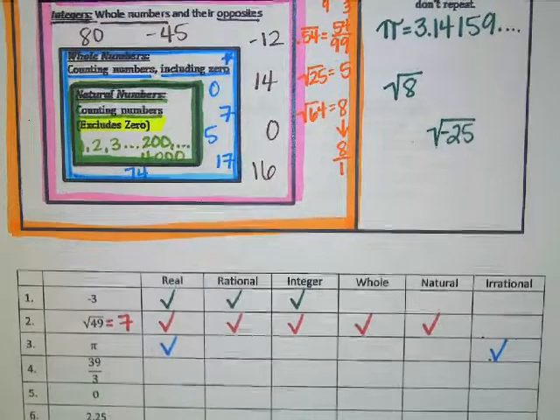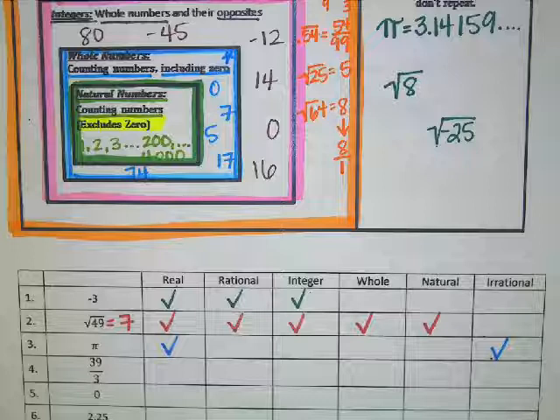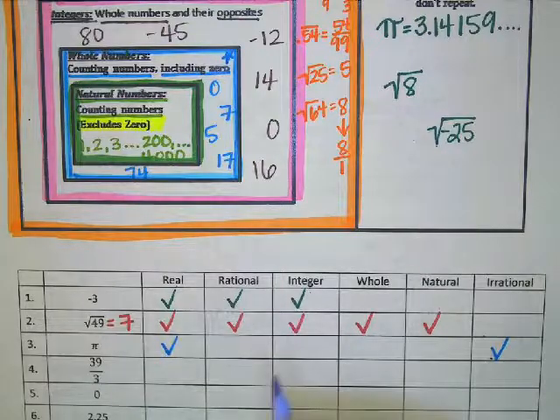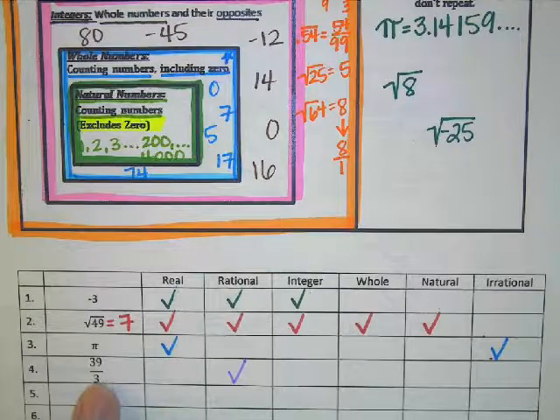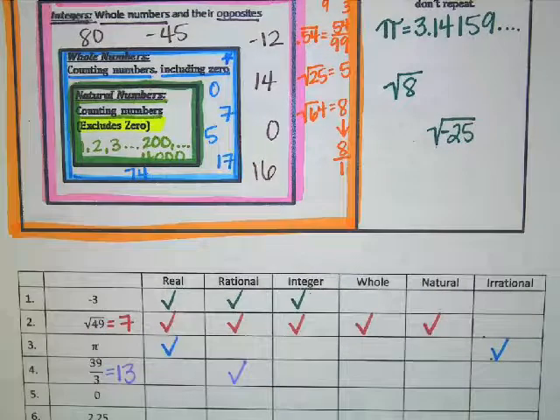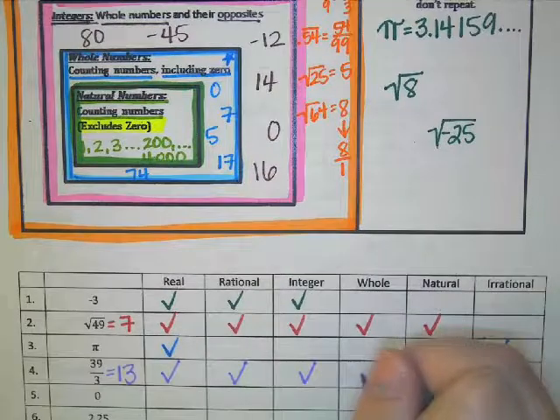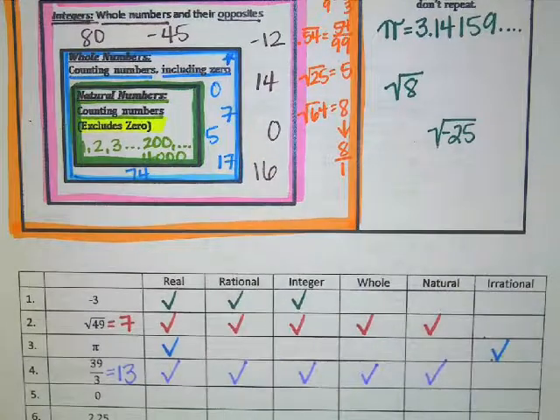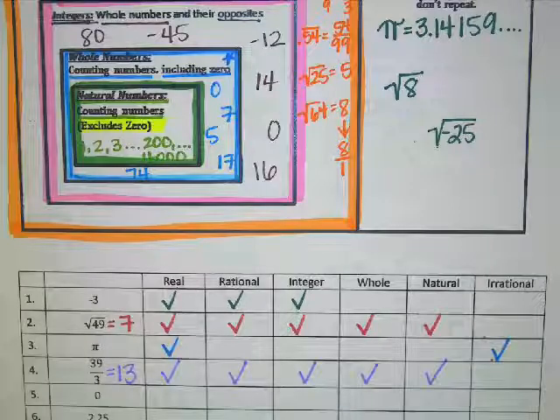Let's do one final example together. Here's a fraction. Seeing that it's a fraction tells me it is a rational number. I can make it in fraction form. Can I simplify this fraction though? 39 divided by 3 really equals 13. Seeing that the number is 13, I know that it is real. I know that it's an integer. It's a whole number, and it is a natural counting number. The only thing it is not is irrational. Go ahead and try to finish the rest of the chart, and we'll review your answers soon.